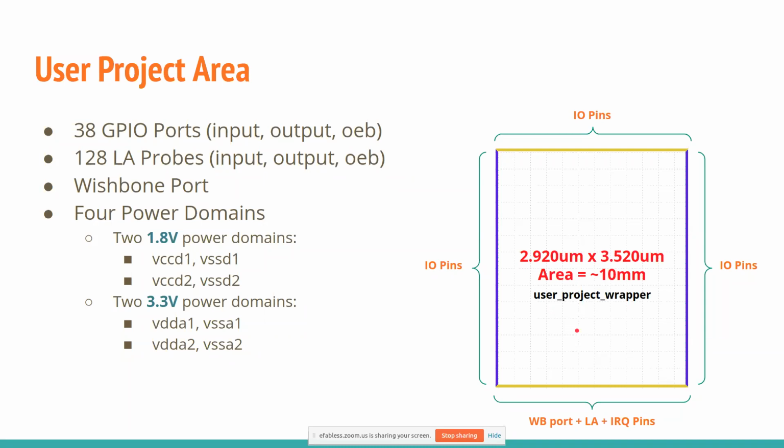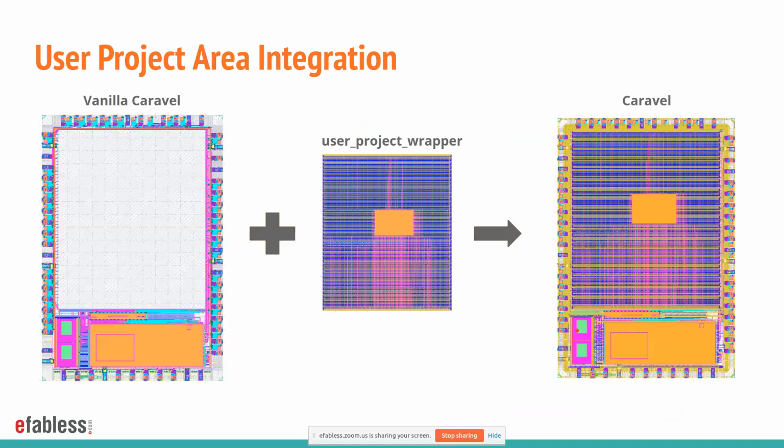So the user project area integration is done as follows. Caravel is designed with modularity in mind. So you need to only provide the user project wrapper GDS file, along with the other design files like the Verilog RTL and gate level and the test benches. And then as part of the tape-out process, the user project wrapper GDS file is integrated into Caravel with an empty user space. And to make sure that this integration process goes seamlessly without having any issues, you have to follow a number of requirements.